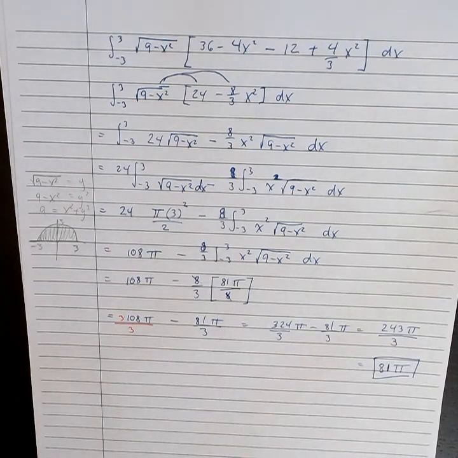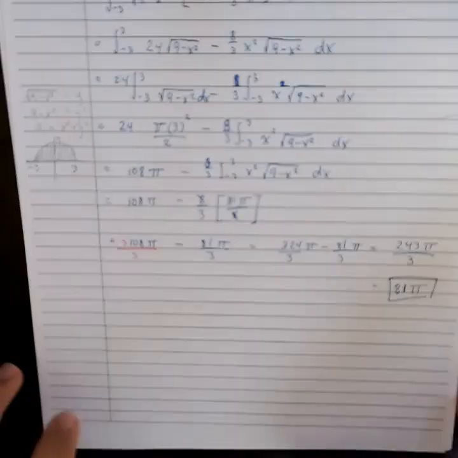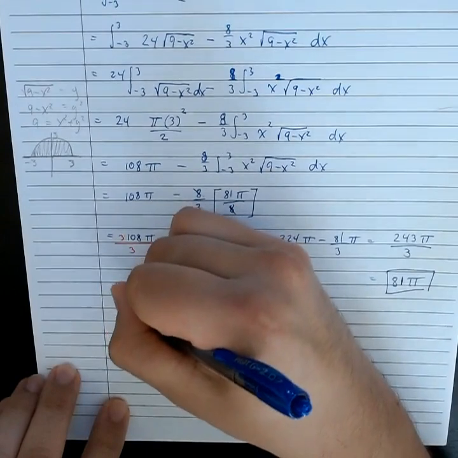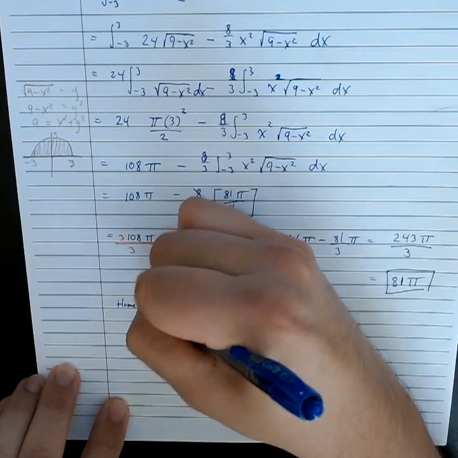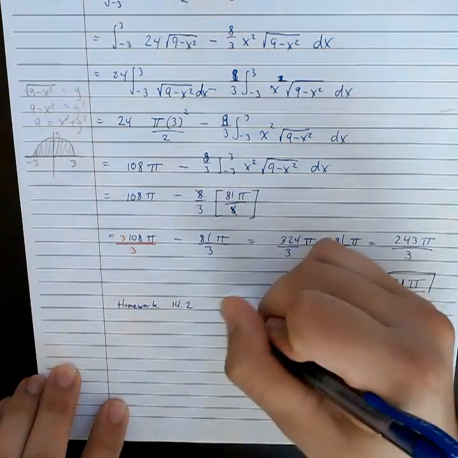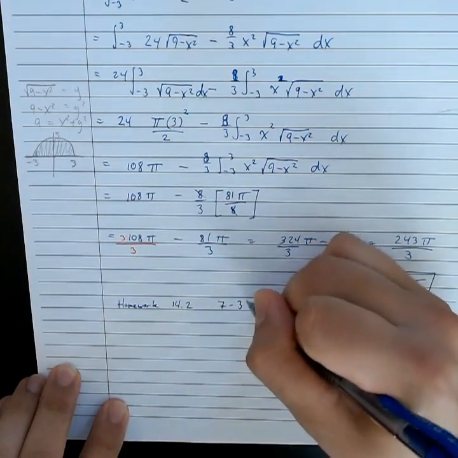So that's the end of the section, and the homework is as follows here. The homework for section 14.2. Go ahead and try problems 7 through 39 odd.